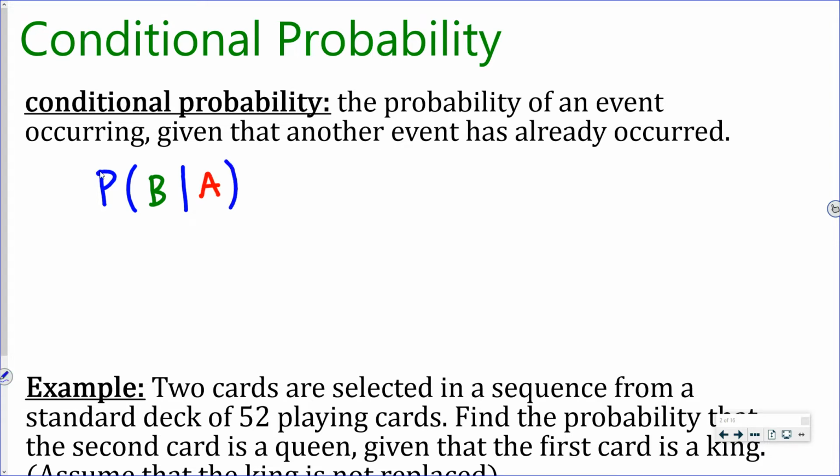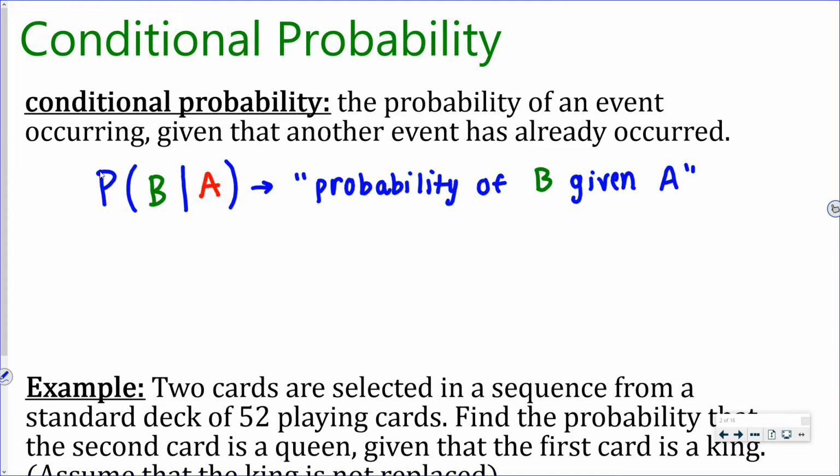Okay, so how you read this statement out loud is the probability of event B happening, probability of B, given that A already happened, given A. The probability of B given A. That's what we call conditional probability, and we'll do a couple examples.